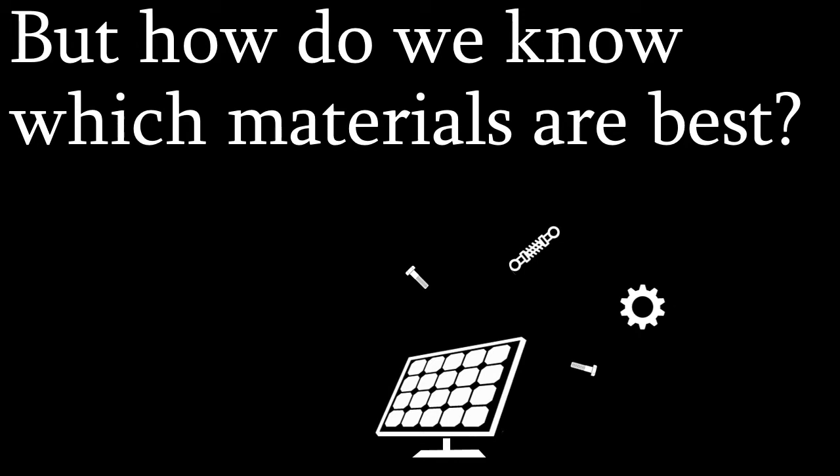But how do we know which materials are best? For example, copper against steel, or steel against copper. Solar panels aren't actually made of car parts, by the way.